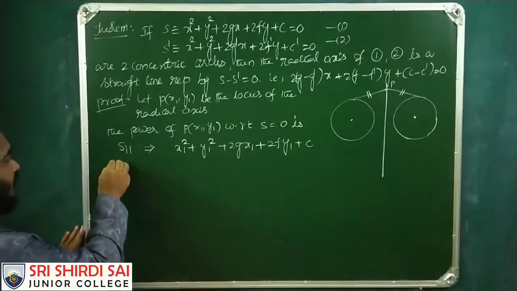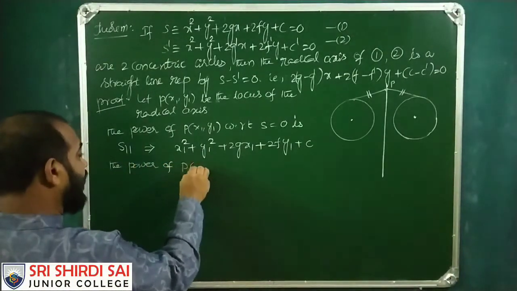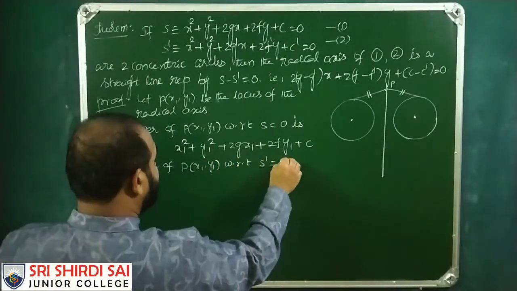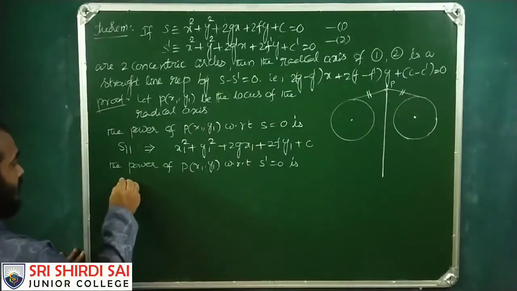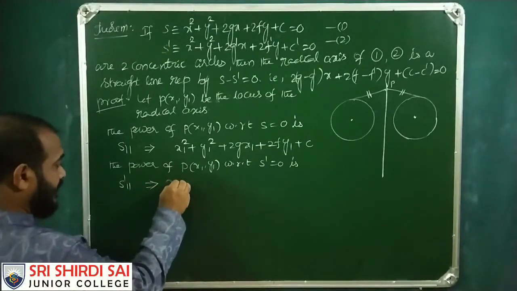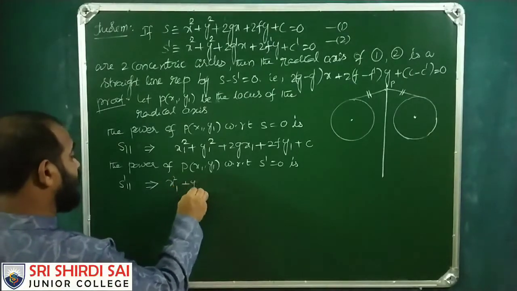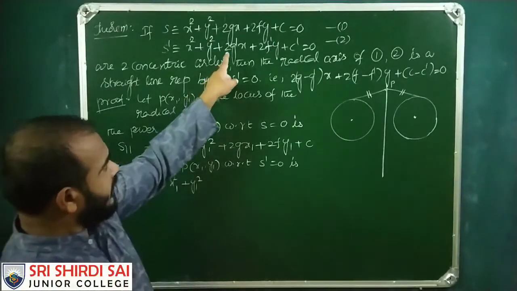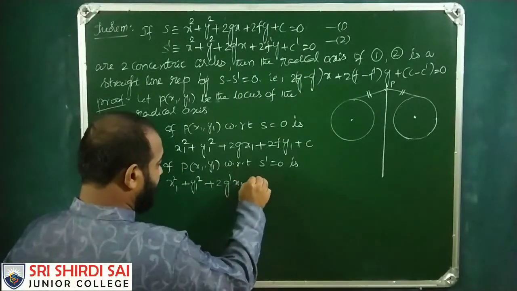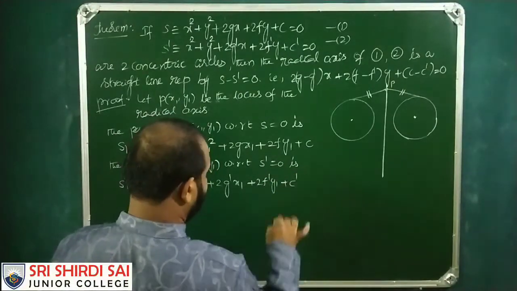And what is the power of P(x1, y1) with respect to S dash equals 0? It is S dash 11. So this is x1 square plus y1 square. Simply substitute x1, y1 in this. So 2g dash x1 plus 2f dash y1 plus c dash.